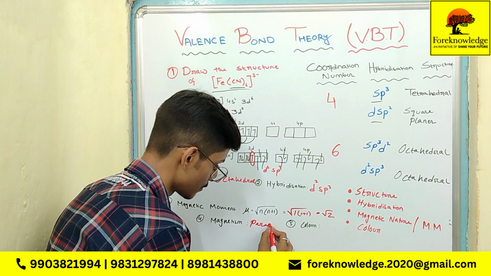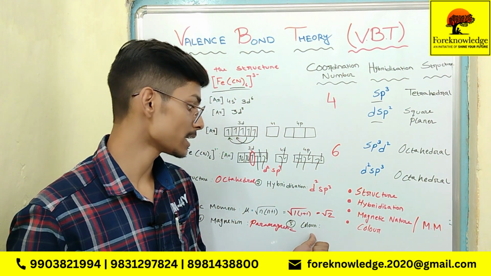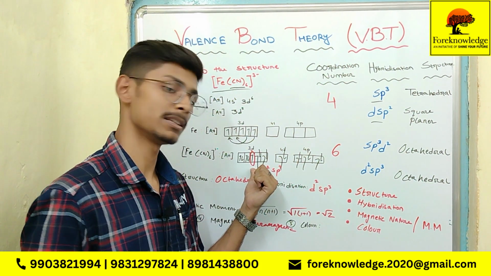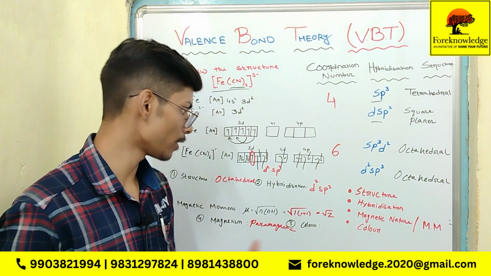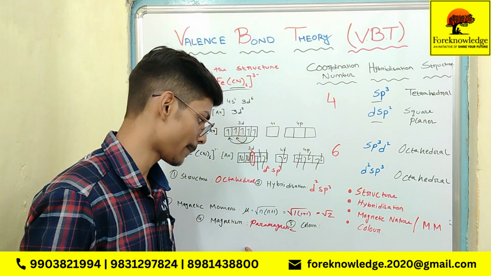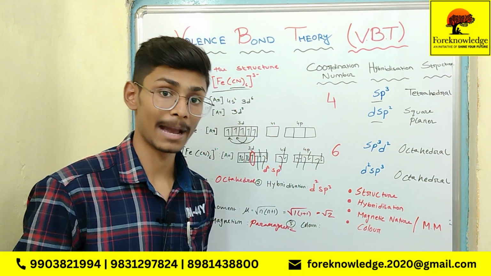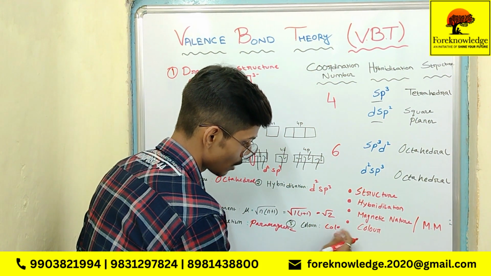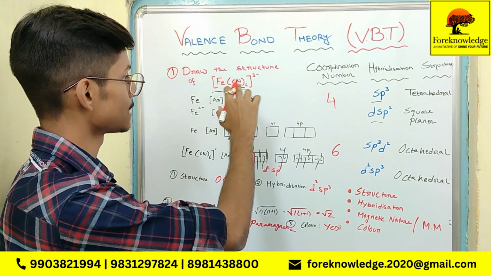I'm writing it's a paramagnetic compound. Now, whether it will be colored or colorless: obviously it will be a colored compound, because an unpaired electron is present. So the color and magnetism of a compound all depend on the presence of unpaired electrons. If an unpaired electron is present, then it's paramagnetic and colored, and if no unpaired electrons are present, then it will be diamagnetic and colorless. So it will be a colored compound. I'm writing yes. So this was all about [Fe(CN)6]3-.